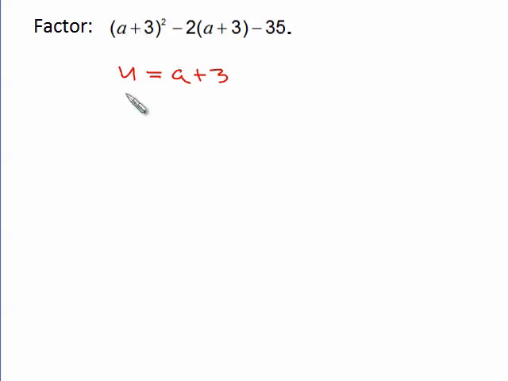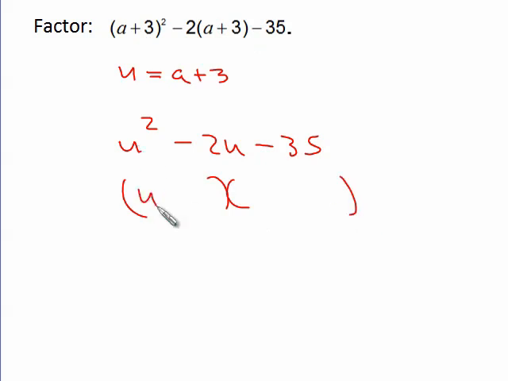And then here, I'll go ahead and put u squared minus 2, and then this, again, I'm replacing with u, minus 35. What that does for me is it just cleans up the problem, and it looks a little less complex. So now I'll factor this.